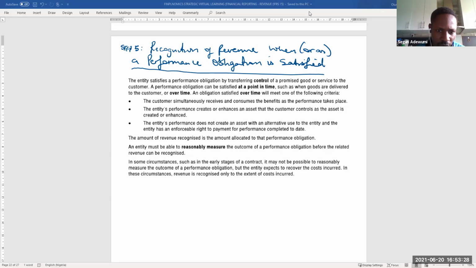The amount of revenue recognized is the amount allocated to the performance obligation. The entity must be able to reasonably measure the outcome of a performance obligation before the related revenue can be recognized. In some circumstances, such as in the early stages of a contract, it may not be possible to reasonably measure the outcome of a performance obligation, but the entity expects to recover the costs incurred. In these circumstances, revenue is recognized only to the extent of costs incurred.